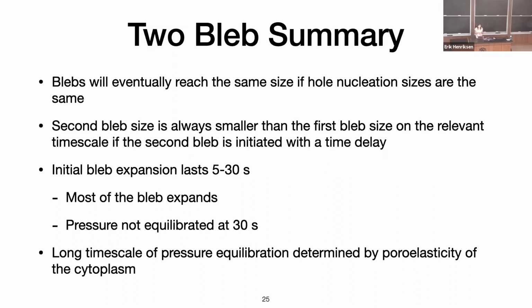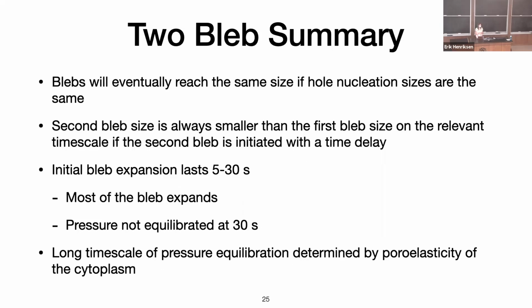Okay. So basically we would say that both papers are right. The pore elasticity and the fact that pressure is out of equilibrium can actually explain the experimental results that Ava's group saw. And so basically we do think that pore elasticity is important for determining bleb size and explaining those experiments.